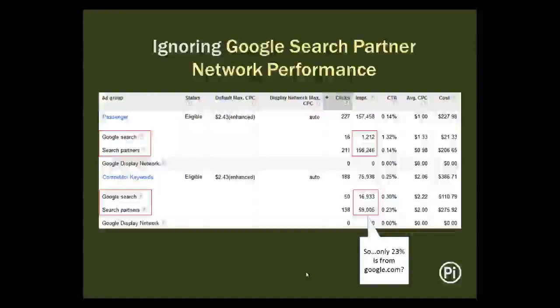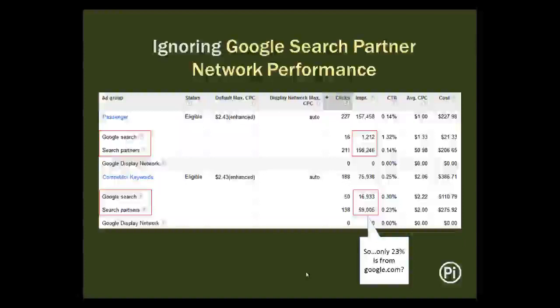Search partners is a nebulous list that we only have a partial glimpse into out there in the world. So AOL is one, Ask.com is one. These are all places that use the Google search results to display organic results, but also ads, but it is technically not a Google property and it is not a google.com result. In this case, this is a real example of someone who is using Google Search and Google Search Partners, and as you can see, the Search Partner Network is really driving a lot of their impressions. And in the case of another campaign there, only 23% of their overall traffic is actually coming from Google Search.